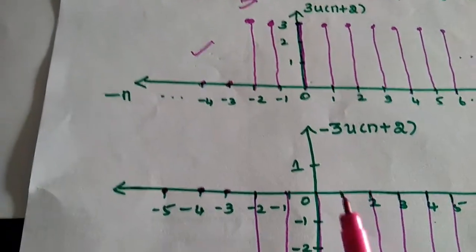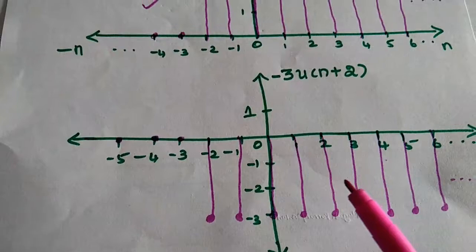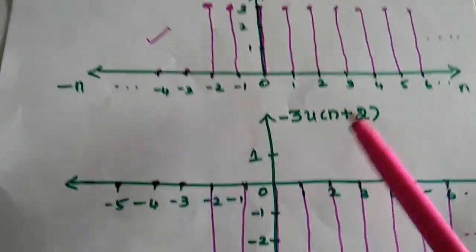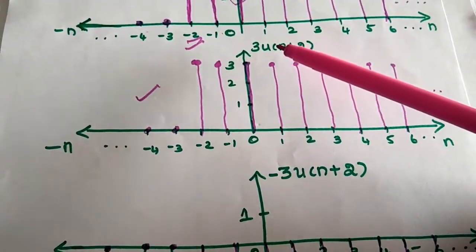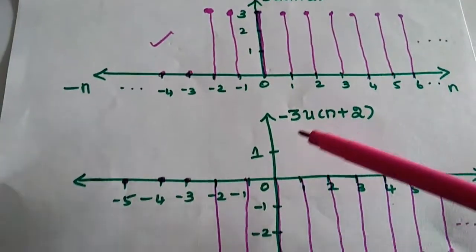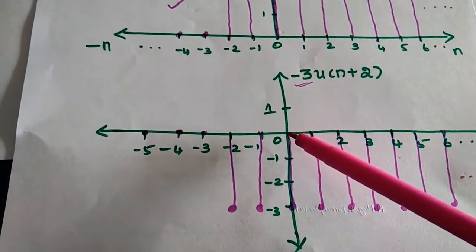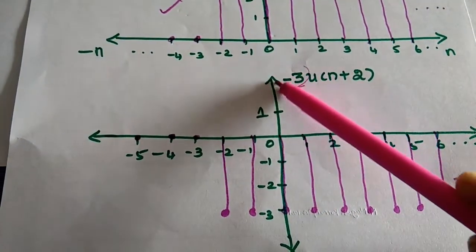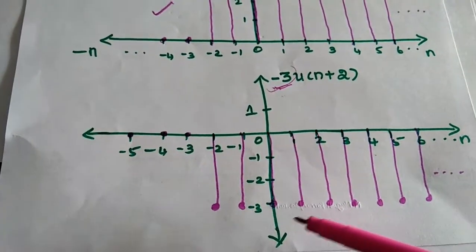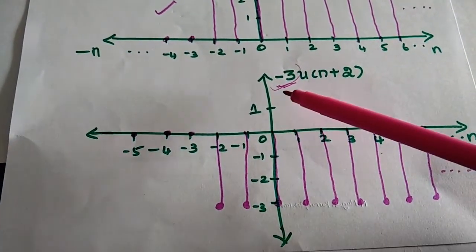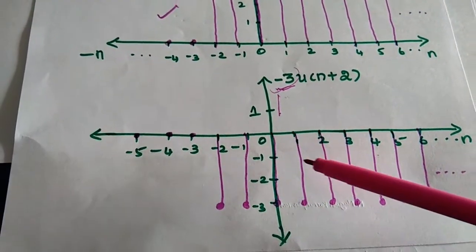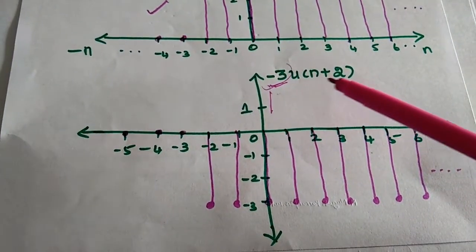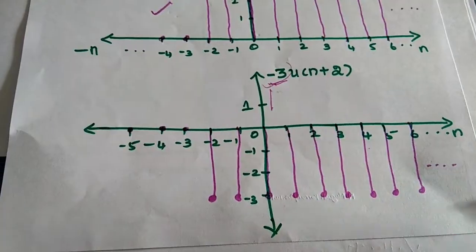Suppose the same problem for minus 3. What will happen? If the question is to sketch the signal minus 3 u of n plus 2, it is the same procedure, but here we have drawn for plus 3. In case the question is for minus 3, the amplitude is drawn on the negative side. If the amplitude is minus 3, we have to draw the signal on the negative side. So this is positive amplitude, this is negative amplitude, this is positive time, negative time. So minus 3 into u of n plus 2 can be drawn like this.